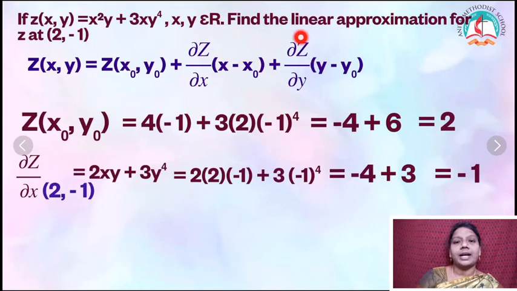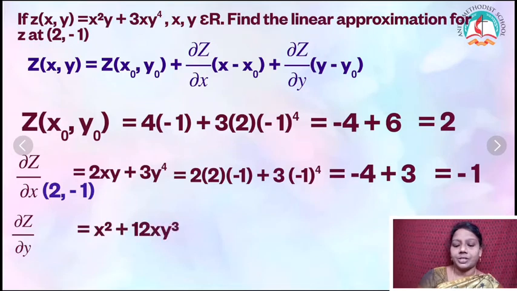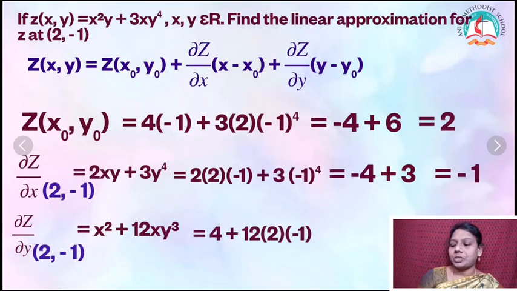Now I have to partially differentiate with respect to y. If I differentiate z with respect to y, I treat only y as the variable and keep x as a constant. That means the differentiation of y is 1, and the differentiation of y to the power 4 is 4 into y to the power 3. So the differentiation becomes x square, and 4 threes are 12, so 12 x into y cube. Now I substitute the point 2 comma minus 1 in that, and I get the answer equal to minus 20.